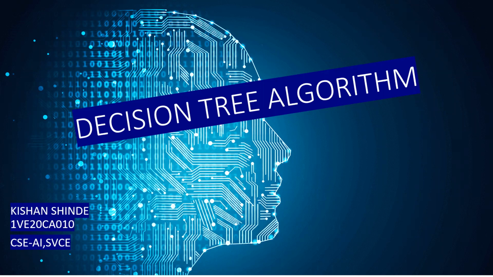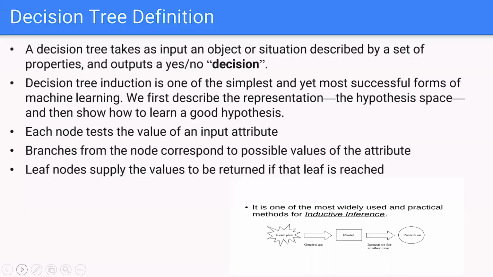Today's topic is the decision tree algorithm. The definition of a decision tree is that it takes an input of an object or a situation described by a set of properties and outputs a yes or no decision. Decision tree induction is one of the simplest and yet most successful forms of machine learning. We first describe the representation, the hypothesis space, and then show how to learn a good hypothesis.